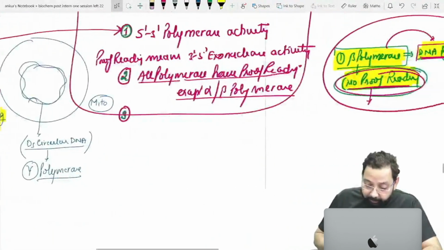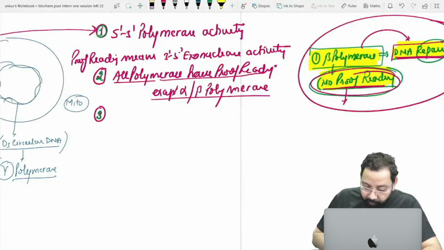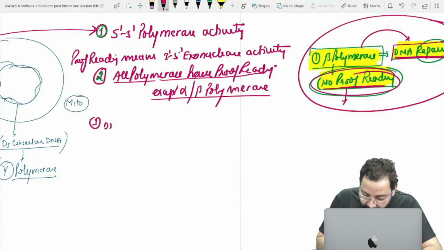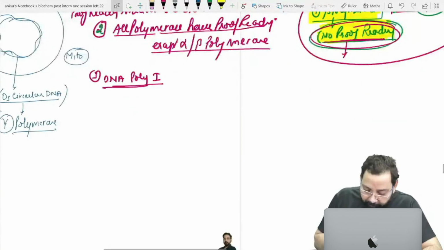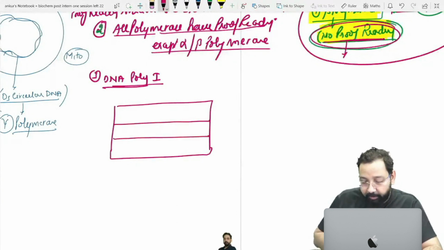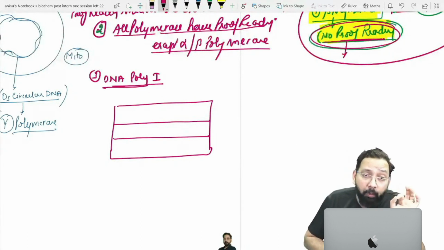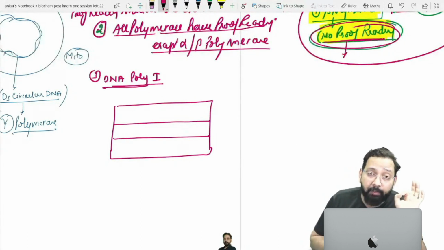Third point is, if I say DNA polymerase 1, if I make this DNA polymerase 1 like this, having 3 subunits, all polymerases have 5 to 3 polymerase activity.